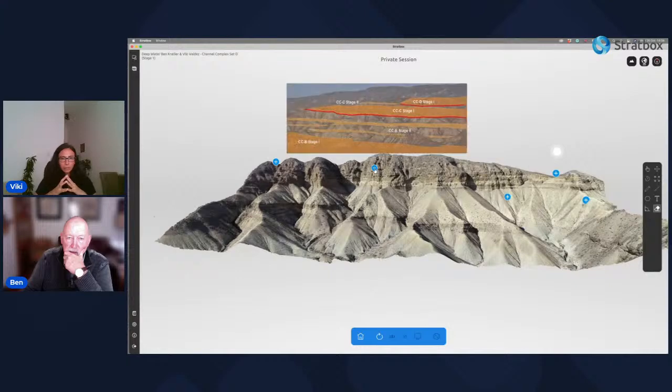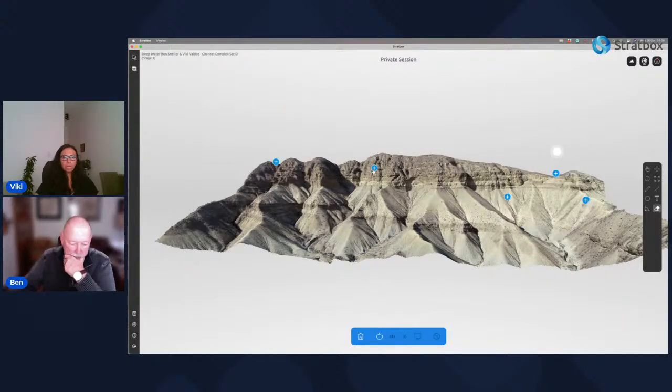If we zoom out a little bit, we can see a stack of these channel complexes. This is the first stage. That's the second stage. Here's the basal erosion surface of the next channel complex. Up we go, that's the first stage, second stage, and see that again. In fact, we're looking at this section here. So the basal erosion surface of this channel complex looks pretty flat in this section, but that's because we're close to a dip section here.